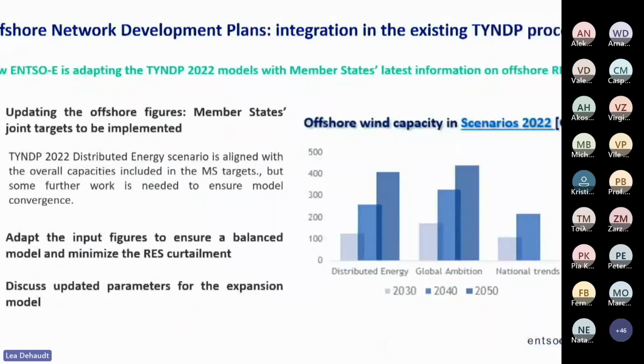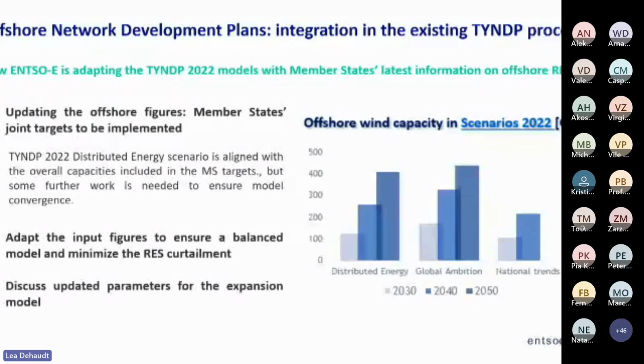In short, to be fast, we also had to take some decisions, and we decided we use simply the model of the TYNDP 22 because the model is there, we can use it, and we simply put the new member state figures on these models and try to make them run, and this is ongoing now. Of course, some adjustments need to be made because when you change anything in the model, especially generation or demand, then they tend not to converge or something happens, and this is now in the phase of being progressed so that we have a balanced model and minimize curtailment.